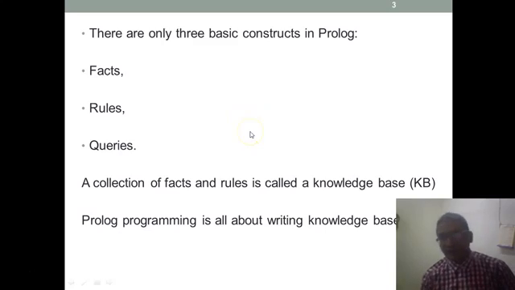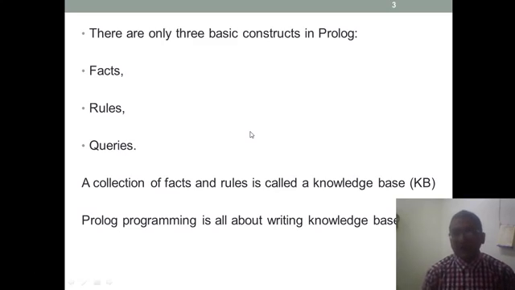So basically if you look at Prolog, there are three basic constructs. One is the facts. The facts are used to state the things that are unconditionally true of the domain of interest. These are the statements which we assume to be true. Rules are also used to state the information that is unconditionally true of the domain of interest.